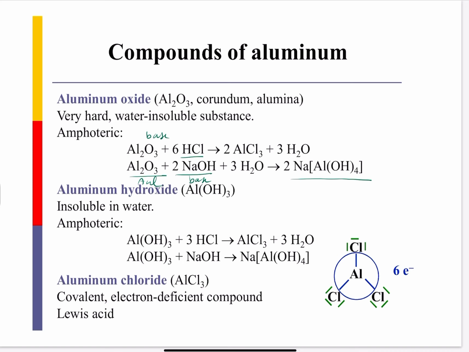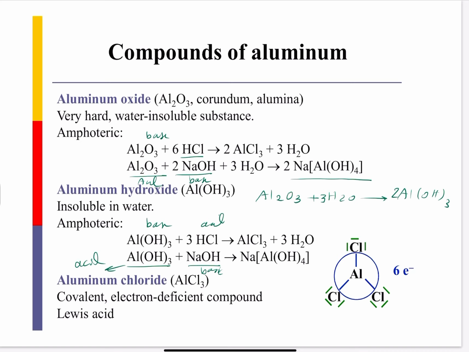It's very important. For the production, we can use aluminum oxide with the water. We can produce aluminum hydroxide. Okay, 2 here because we have 3 here. And it is amphoteric: if HCl is the acid, aluminum hydroxide is the base and produces aluminum chloride. Also, here aluminum hydroxide is the acid, and again produces sodium tetrahydroxoaluminate.